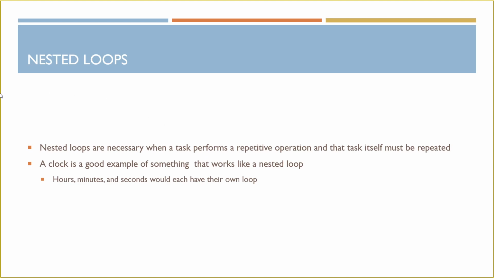One of our last topics here is nested loops. We can actually nest loops inside of other loops, just like we could with if statements. Sometimes that's necessary if a task performs a repetitive operation and that task itself must be repeated. If you think about a clock, that might be a good example of something that would work like a nested loop, right? You have hours, minutes, and seconds. Every hour has minutes that are ticking up to 60, every minute has seconds that are ticking up to 60, right? So that's something that would work like a nested loop.